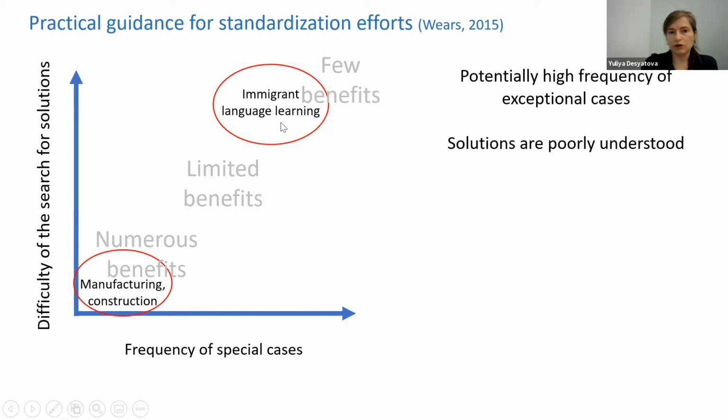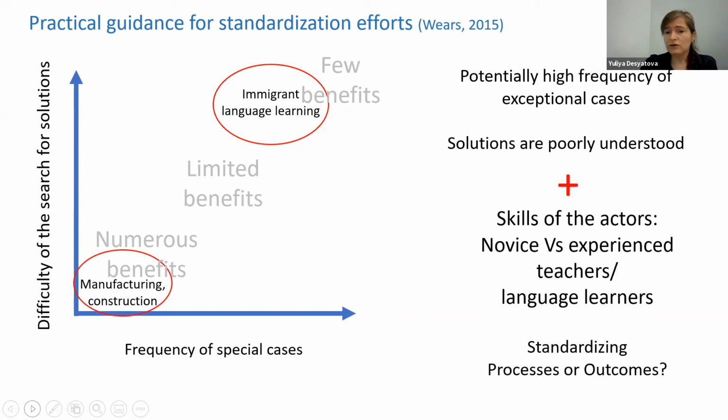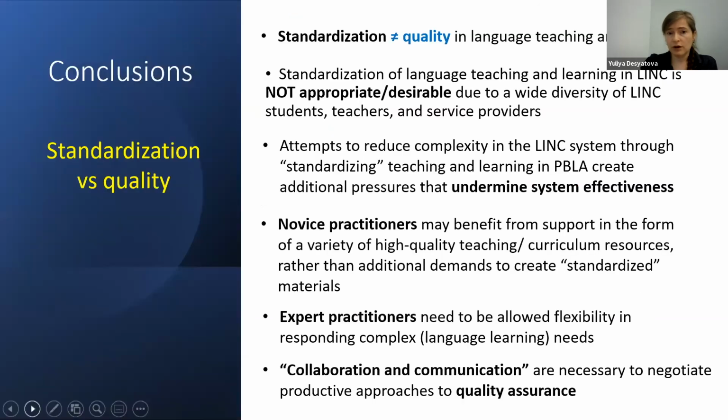And it looks like immigrant language learning is such a complex system that is really far from those highly controlled and easily understood contexts such as manufacturing and construction. So there are lots of questions about why standardization was chosen as a goal and about the possibility of achieving beneficial outcomes. So standardization cannot be equated with quality. It's hardly desirable or appropriate in the diverse LINC among the students, teachers, and service providers. And unfortunately, by trying to reduce the complexity, we are possibly undermining system effectiveness.